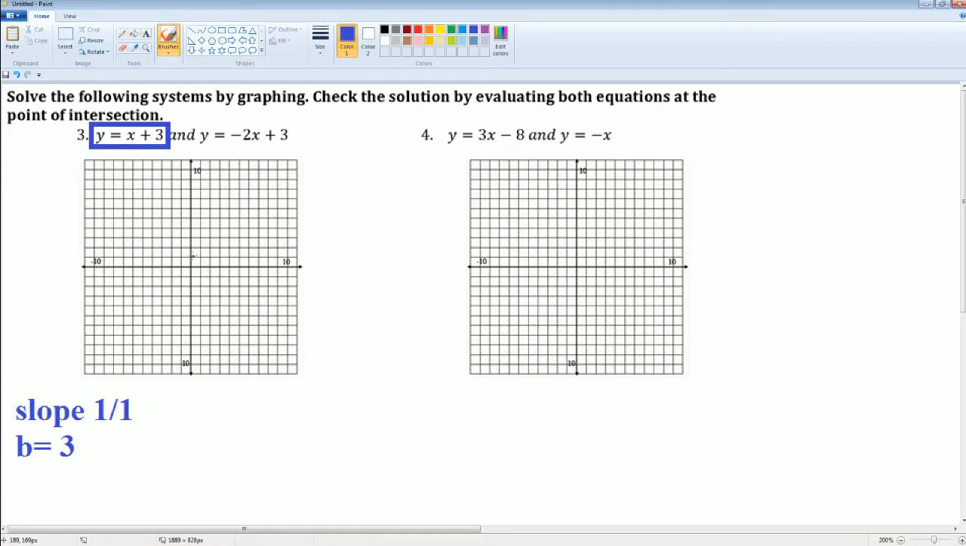Right? So let's go. This is 0, 1, 2, 3, looks like right there. And we go up 1, across 1. So there we go. We can make that line. Up 1, across 1.